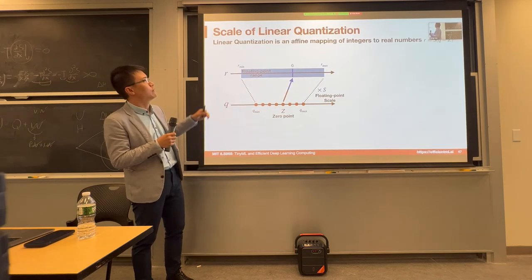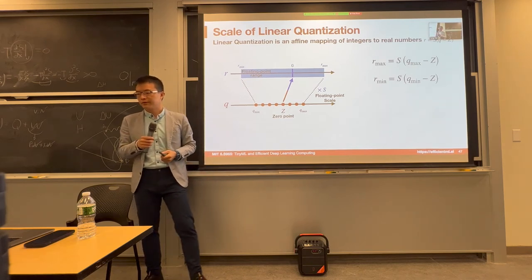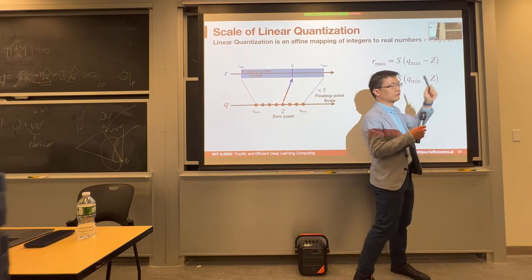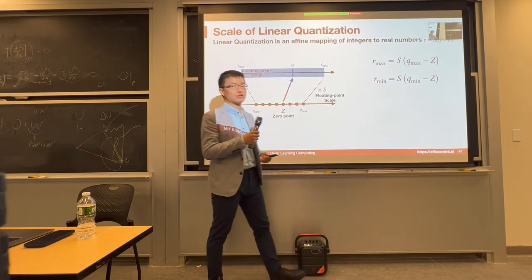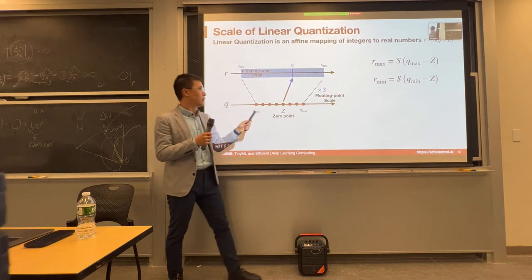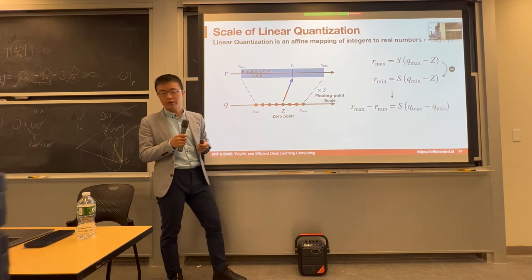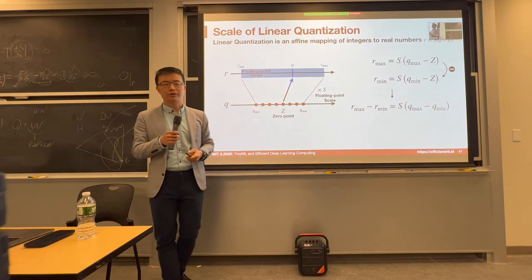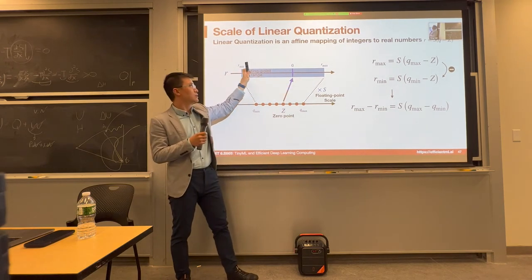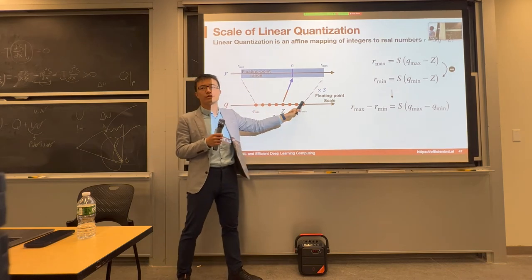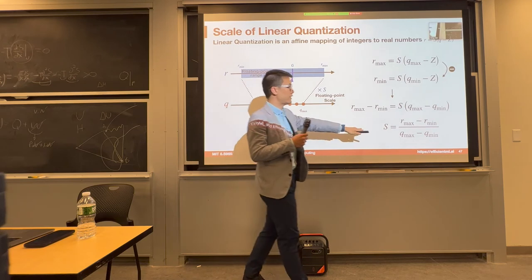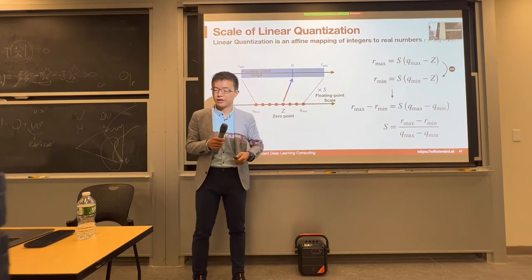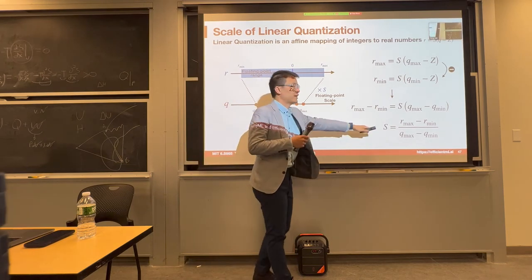Then we are going to find this mapping between Q min and Q max and R min and R max, using the affine mapping where we turn the quantized value into the real value. Q max will be mapped to R max. Q min will be mapped to R min. In this case, we can calculate the scaling factor by subtracting these two equations. Intuitively, the scaling factor is the ratio between the dynamic range of the floating point number and the range of the integer number. So the scaling factor is the distance between R max and R min versus Q max and Q min. This is intuitive: we are basically shrinking the range by this factor.